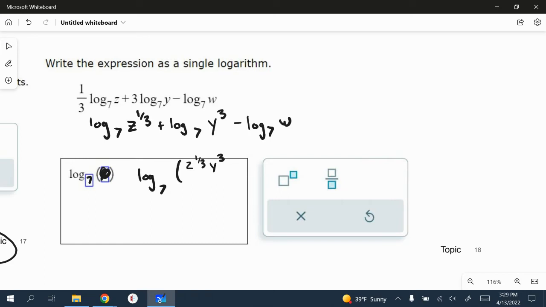But then also, since this is a subtraction, we're going to have to divide. So I'm going to put all of that on top of w like this. So really what I did was I multiplied this piece with this piece and then divided by this piece, because those two are added and that one's being subtracted.